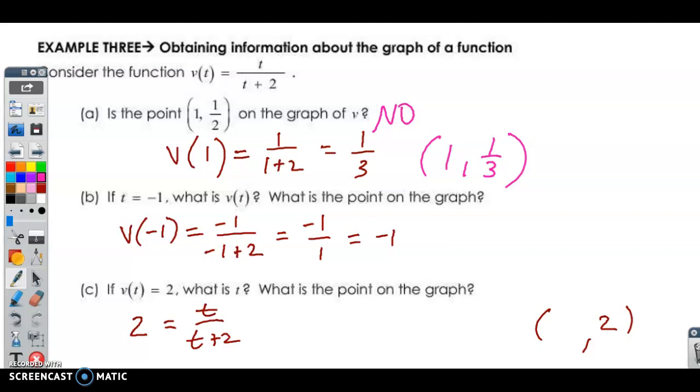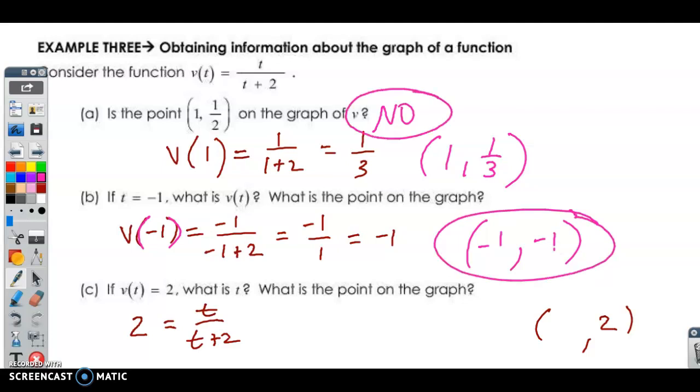B, if t equals -1, what is v of t? Okay, well, if I plug in -1, what do I get? Well, I get -1. So they're asking, what is the point? The x coordinate, or t, is -1, and the y coordinate, or v of t, is also -1. So there's your answer. This one they're asking for the point. The previous one they're asking, is it on the graph?